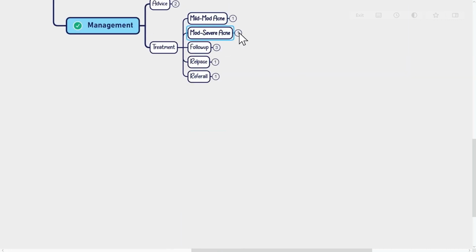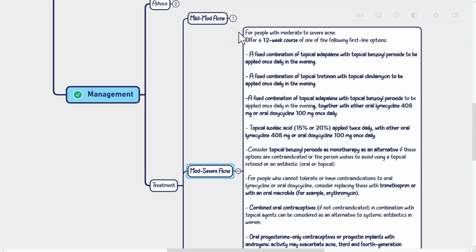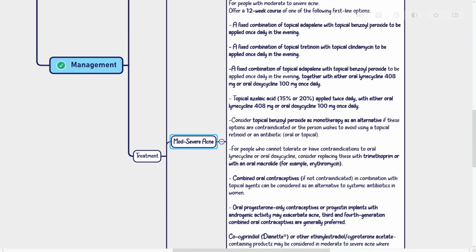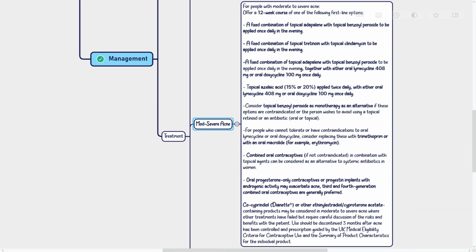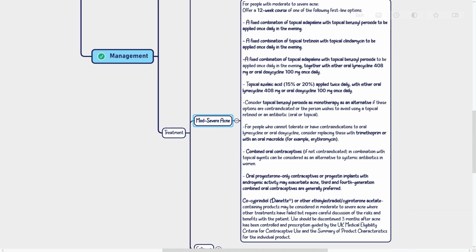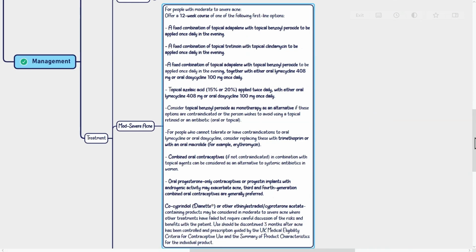For people with moderate to severe acne, offer a 12-week course of one of the following first-line options. A fixed combination of topical adapalene with topical benzoyl peroxide to be applied once daily in the evening. A fixed combination of topical tretinoin with topical clindamycin to be applied once daily in the evening. A fixed combination of topical adapalene with topical benzoyl peroxide to be applied once daily in the evening, together with either oral lymecycline 408 mg or oral doxycycline 100 mg once daily. Topical azelaic acid, 15% or 20%, applied twice daily, with either oral lymecycline 408 mg or oral doxycycline 100 mg once daily.